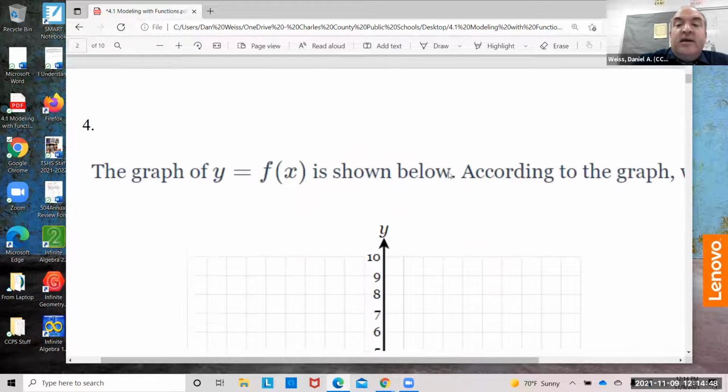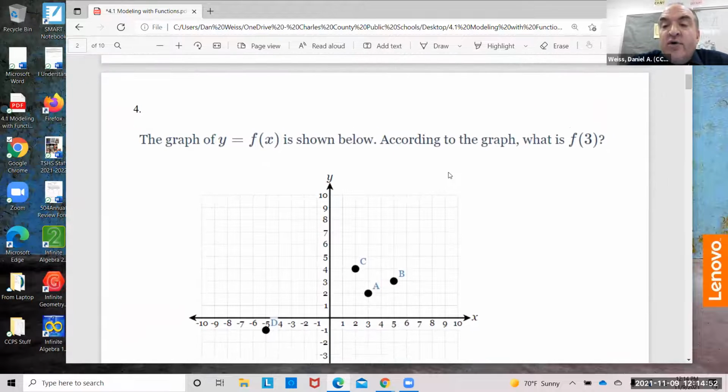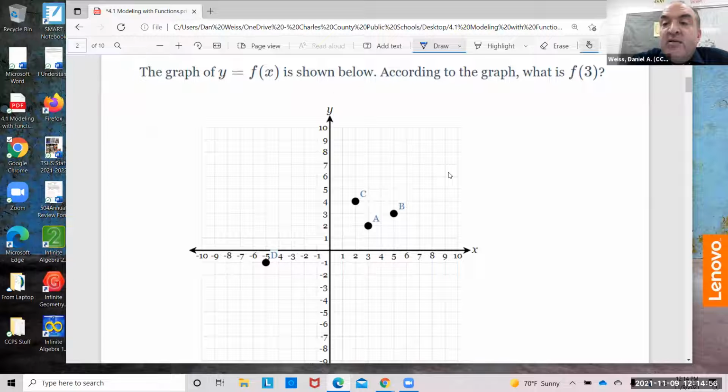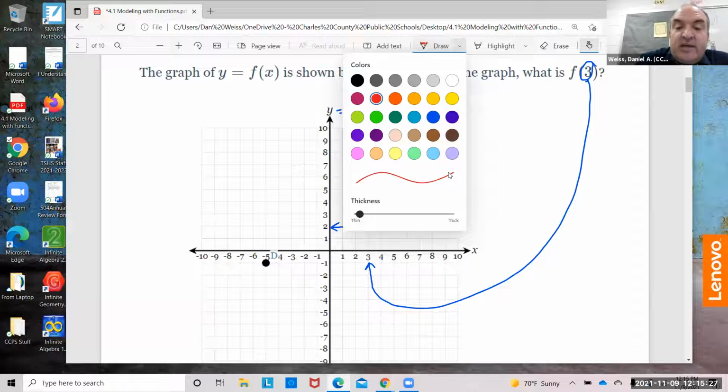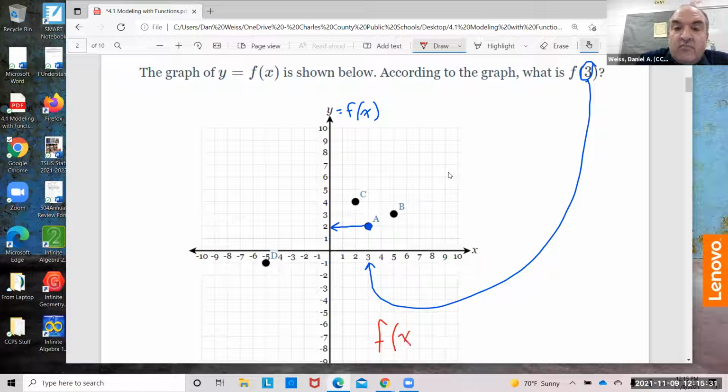All right, now take a look here. According to the graph, what is f of 3? Now we're back once again saying x equals 3. If x equals 3, and we're looking right here where x equals 3, what's f of x? F of x is the same as y. So if x is 3, what's the point? Right here. There it is. Y, or f of x, equals 2. Sorry, f of 3 is 2. Let me write it that way. F of 3 equals 2.